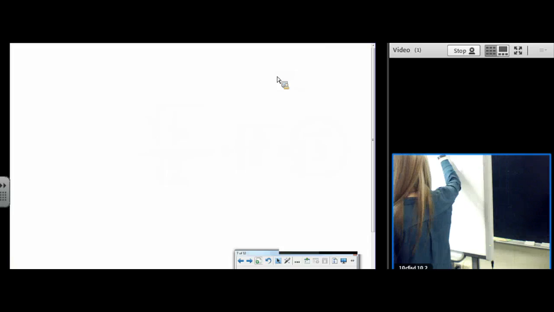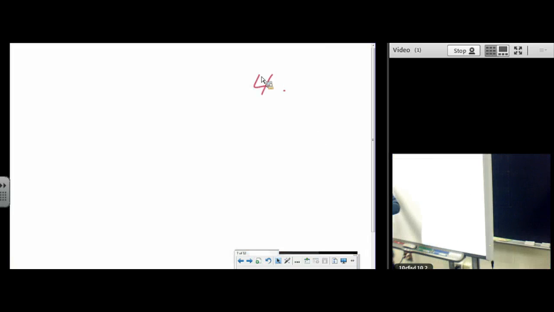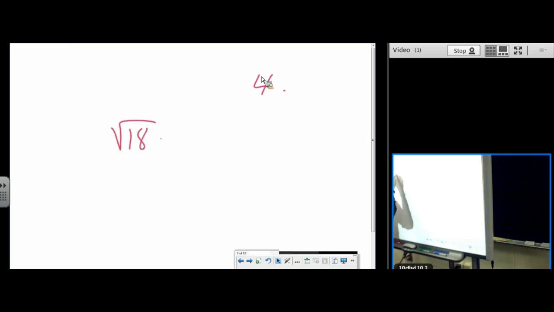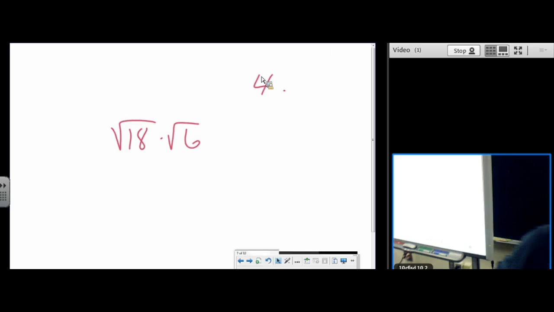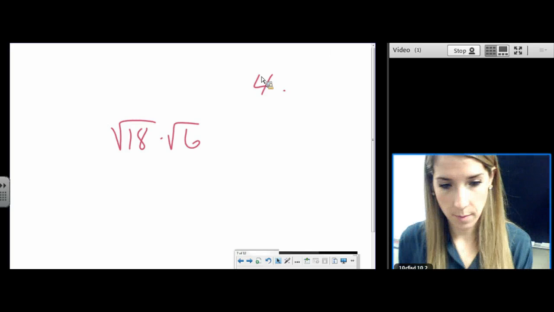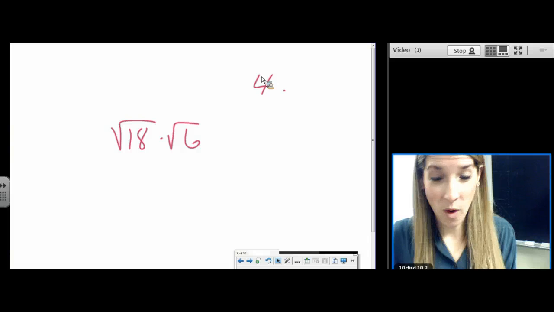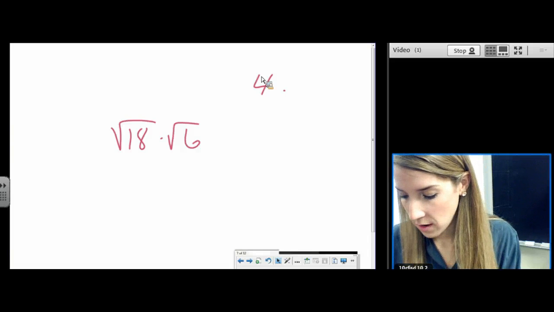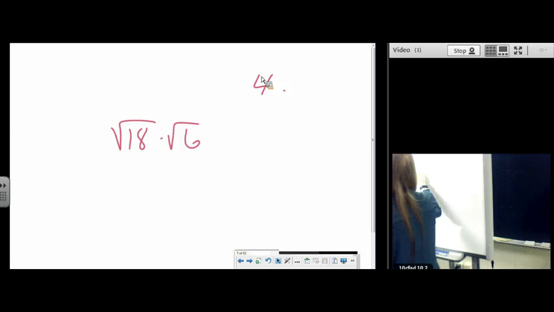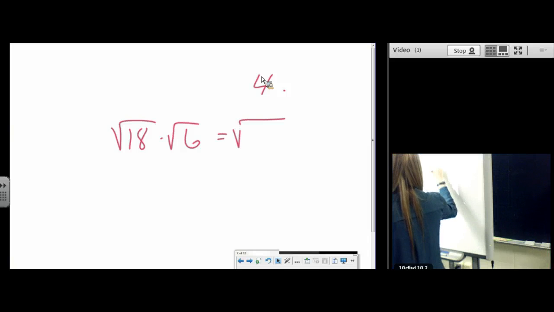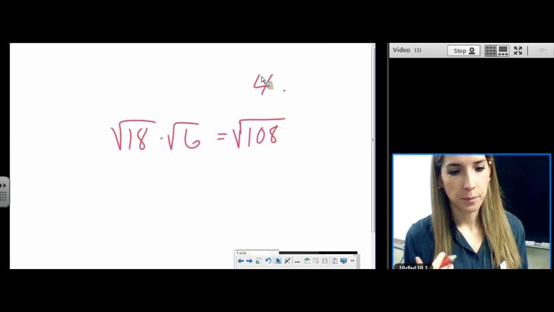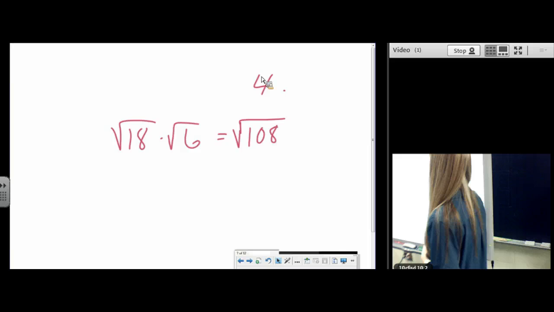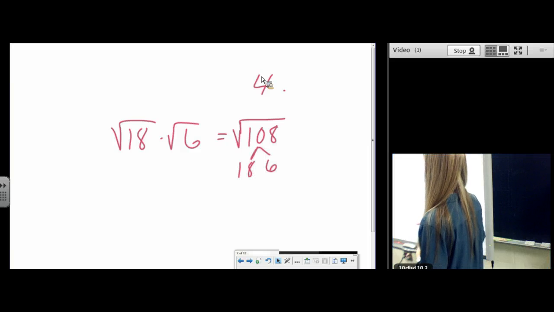Okay, number 4 from the homework. Square root 18 times square root 6. So we learned that when we multiply radicals, we multiply the numbers on the outside separate from the numbers on the inside. Well, on the outside, we just have 1 times 1, so we don't need to worry about that. On the inside, we have 18 times 6, so we are really simplifying the square root of 108, 18 times 6. Now, you could just use those as your factors if you want, since we already know that those two things multiply to get 108.